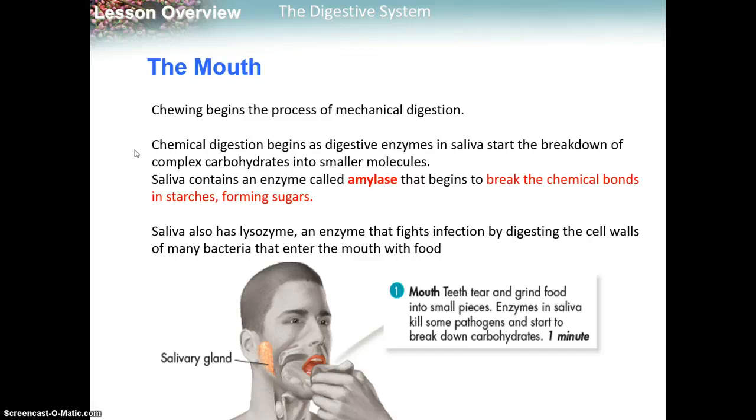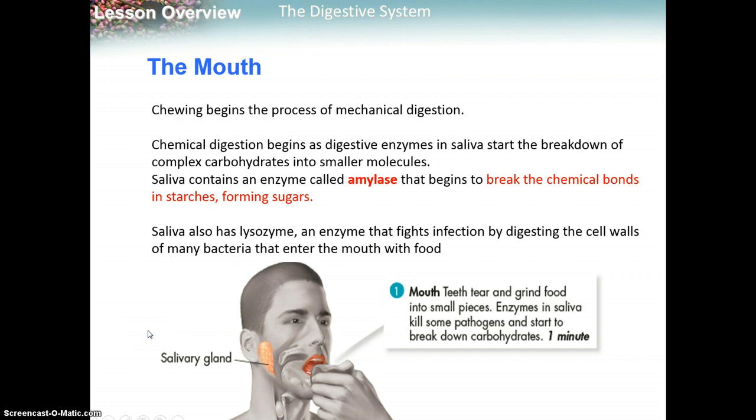So you're chemically breaking down that food right there, but if you're chewing, you're also breaking down that food mechanically, physically. There's also another enzyme called lysozyme, which helps digest the cell walls of bacteria.